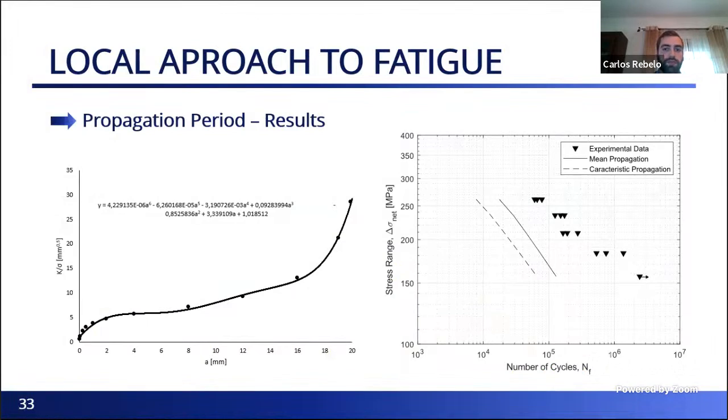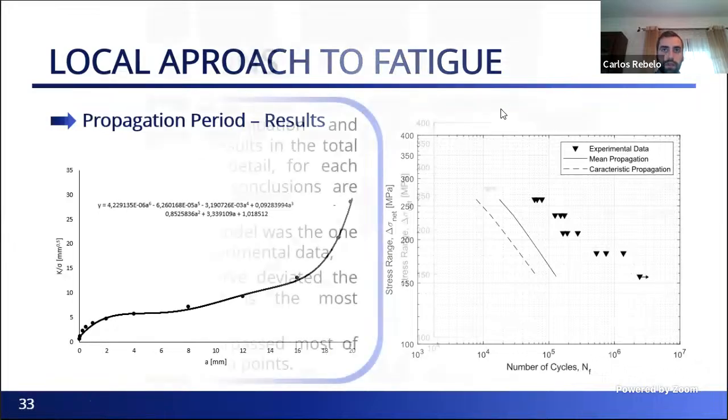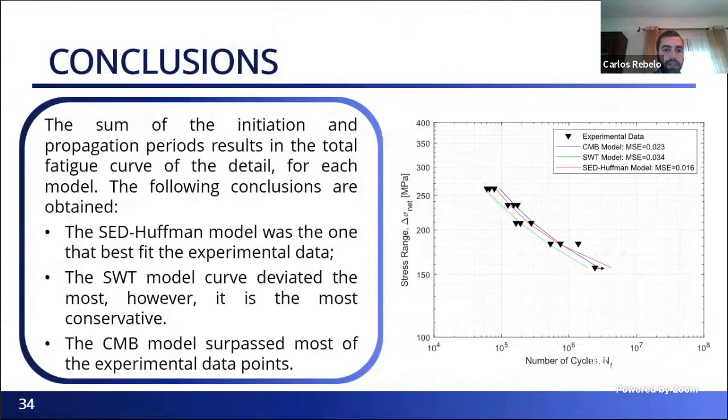The simulation was conducted for various crack lengths in order to determine the evolution of the stress intensity factor. The right graph displays the propagation curves obtained through integration of the Paris law. Finally, the initiation and propagation curves were summed, resulting in the total fatigue curve for the detail. The graph presents the three obtained curves where the initiation period calculation methods differ. To assess the quality of the local approach, the MSE of each curve was calculated in relation to experimental results.